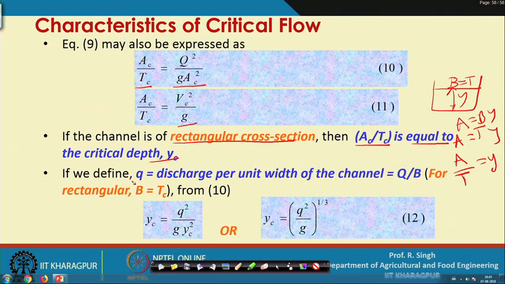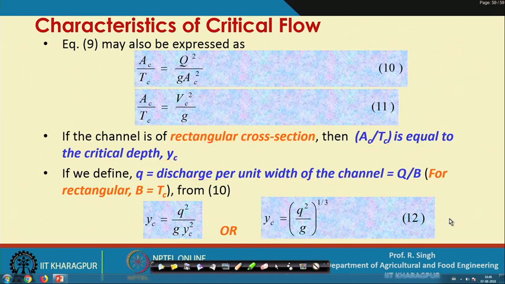If we also define q, small q, as the discharge per unit width of the channel, or capital Q by B, for a rectangular channel where B equal to T c, then we can also write y c equal to q square by g y c square, or y c is the cube root of q square by g. So, the critical depth for a rectangular channel can be found out provided we know the discharge per unit width, and obviously the acceleration due to gravity g will be known to us.